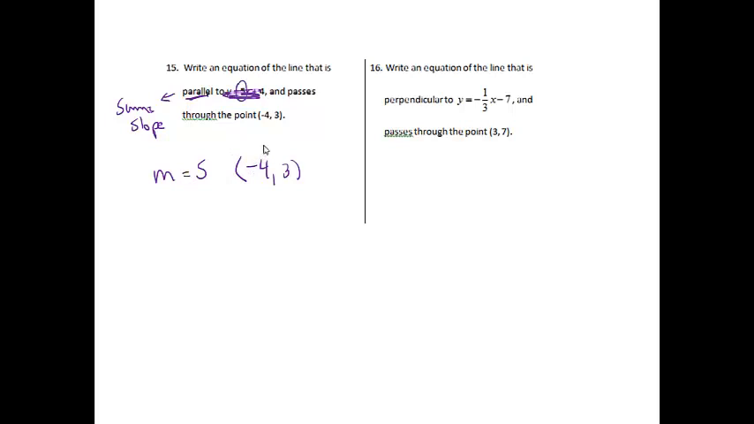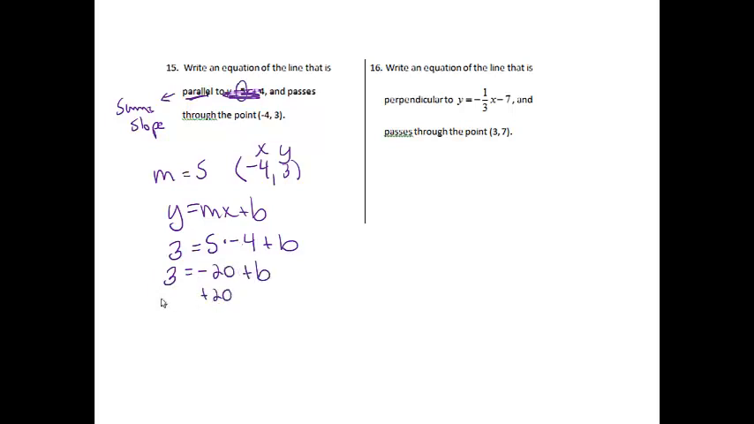And now we're ready to go ahead and write our equation. So I'm going to label my x and my y. Y equals mx plus b. My y value is 3. My m is 5. My x is -4 plus b. And now let's go ahead and keep solving. 3 equals 5 times -4 is -20 plus b. To finish it, we're going to add 20 to both sides. So 3 plus 20 is 23, and that's my b value. So then my equation is going to be y equals, my m again is 5x, and then plus 23.